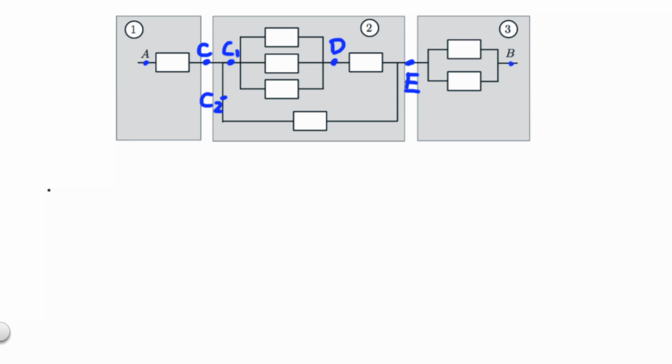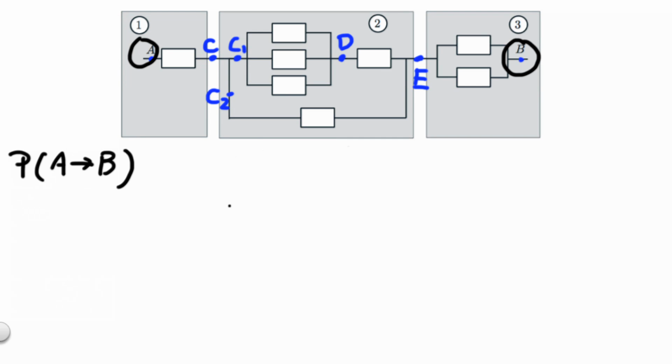Now let's take a look at the problem. We're given a network of connected components, and each component can be good with probability p or bad otherwise. All components are independent from each other. We say that the system is operational if there exists a path connecting point A here to point B that goes through only the good components. And we'd like to understand what is the probability that the system is operational, which we'll denote by P of A to B.